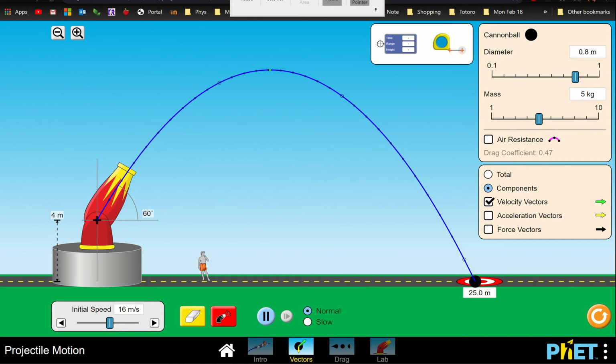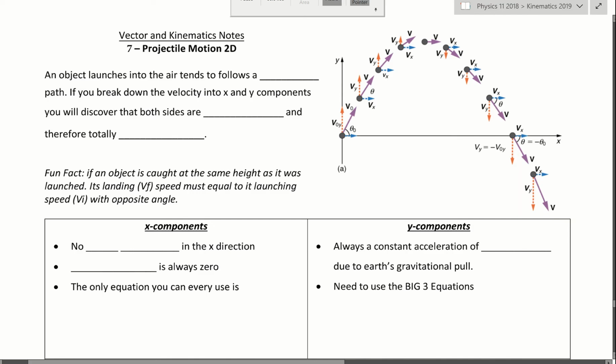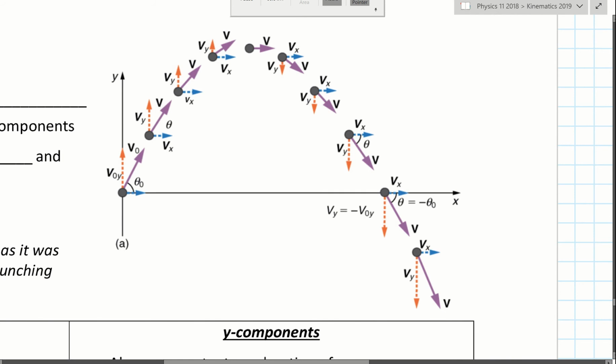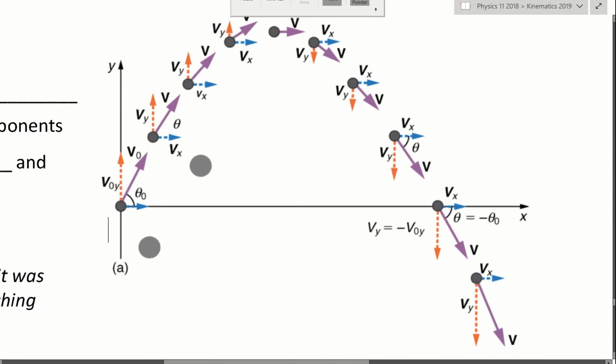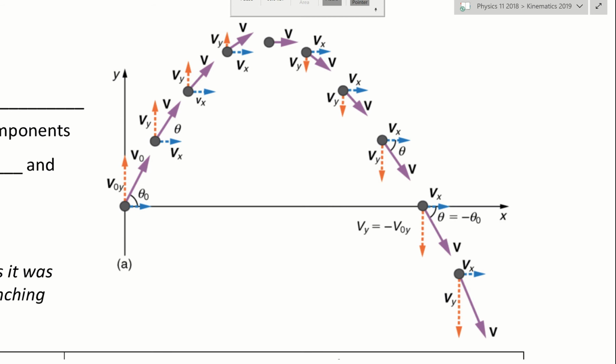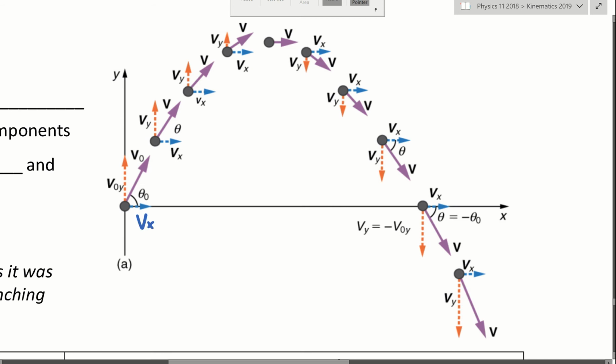Okay, so now with that in mind, let's go back to here. This is a little diagram, from the notes, that is similar to what we saw on our simulation. So as you can see, at the beginning, you have a speed like this, right? This purple one is your initial velocity, but we're gonna break it into X and Y components. So there is an X portion, which is the blue one, and then there's a Y portion, which is the orange one in here. Now, as you can see, the blue portion, which is the Vx, remains the same throughout the entire flight.